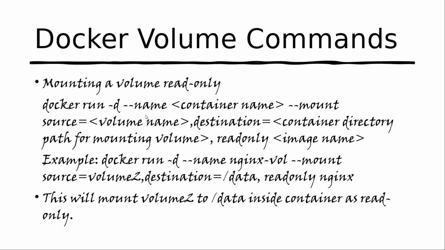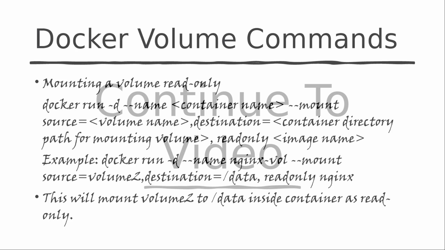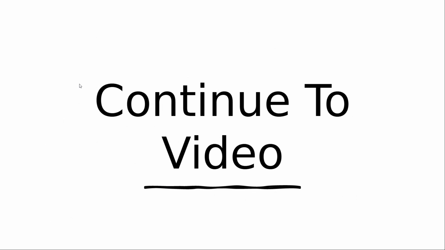Docker volumes can also be mounted as read-only. To do that, we use the same docker command as in the previous example and specify the read-only argument to tell Docker that the volume is to be mounted as read-only inside the container. Once this is done, no container process will be able to write in this directory. Our theoretical discussion ends here.